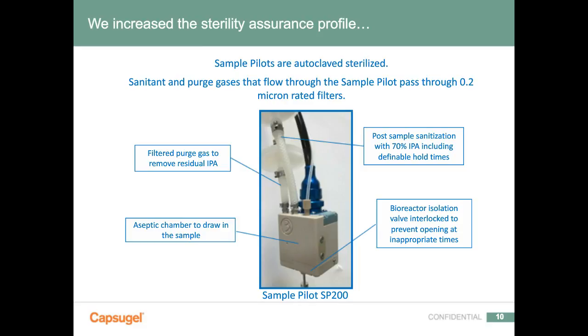Now, once the sample is out of the sample pilot, through these filters, we push a sanitant, like 70% IPA or ethanol, which can flush through the system and be held for certain hold times for sanitization of the system. And then we follow that with a purge gas to blow that sanitant out and get rid of it.